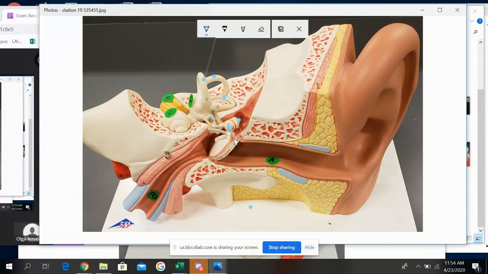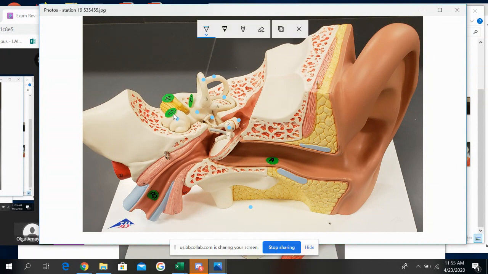So your malleus, your incus, and your stapes. Your malleus is the one that's connected to your tympanic membrane right here. Your incus is in between the two, connecting your stapes and your malleus. And lastly, your stapes is connected to the oval window of your vestibule. This thing right here is called your vestibule. We have our semicircular canals. Right here, we have three of them because we live in a three-dimensional world, which means we have to be aware of or receive sensory information in 360 degrees. So that's how you can tell that you're upside down if you close your eyes on a roller coaster.